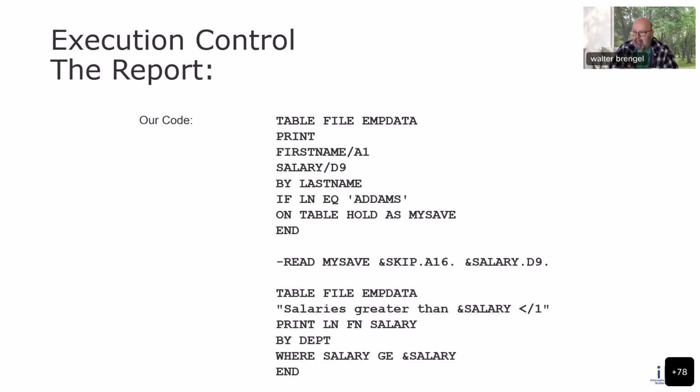Then I'm going to table file emp data again. And this time it's going to be salaries greater than amper salary, the value we read from the hold file. And we're going to print last name, first name, salary by department, where salary is greater than amper salary. Now, does anybody see any problems with this other than Art? I didn't think so either.